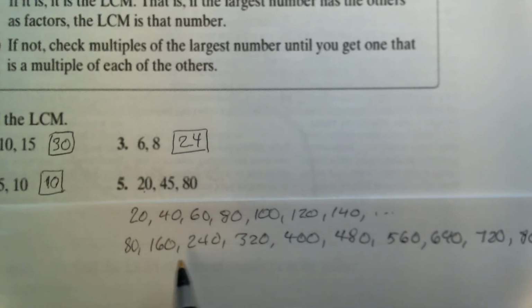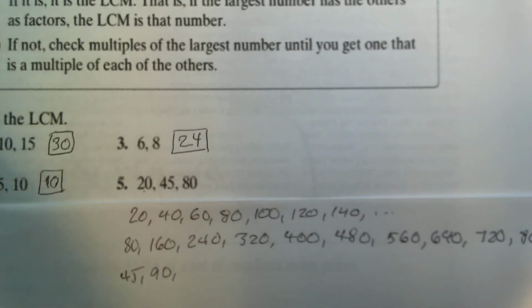Okay, now we just need to write multiples of 45 to see which is the smallest number for which that applies to all 3. So multiples of 45 would be 45, 90, then 3 times 45 is 135, 4 times 45 is 180. And so we keep on going.